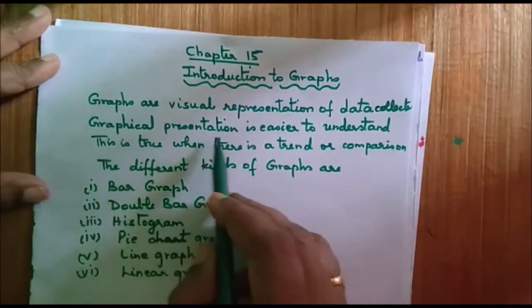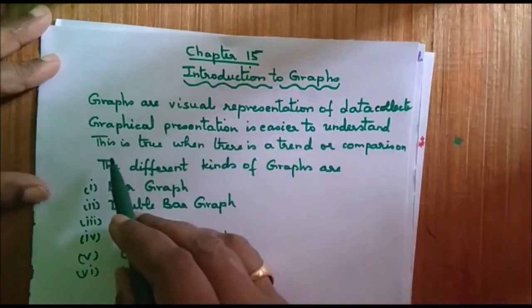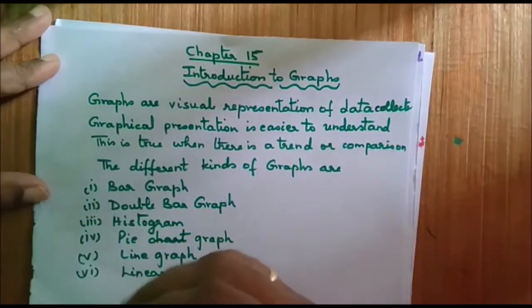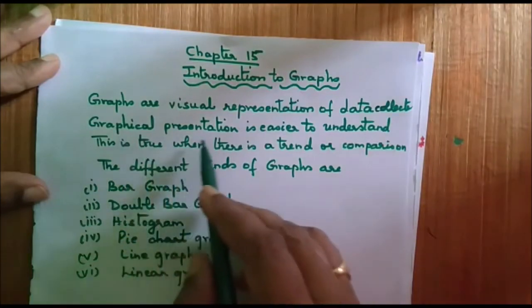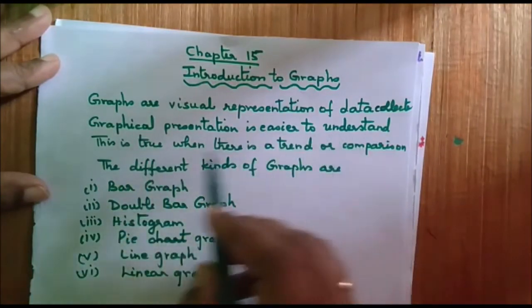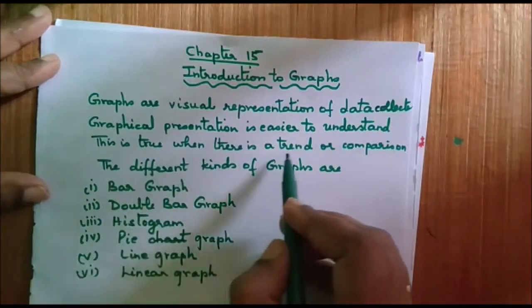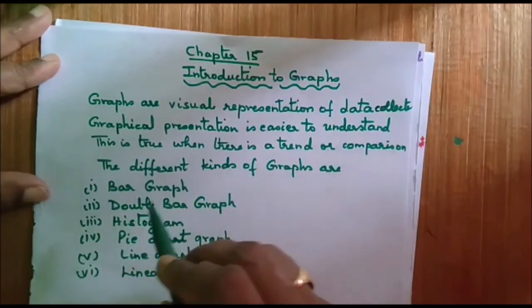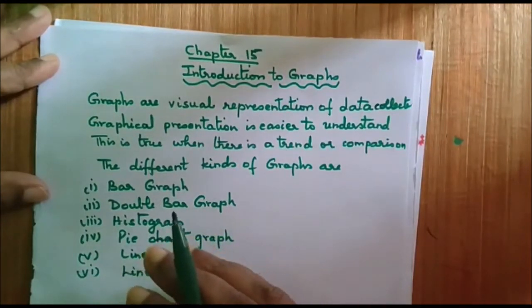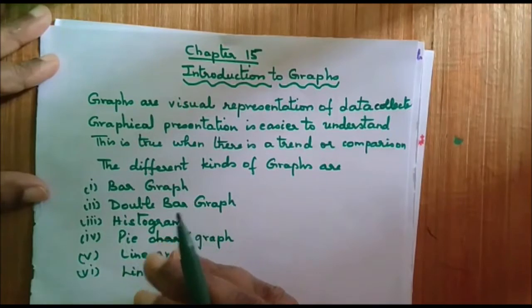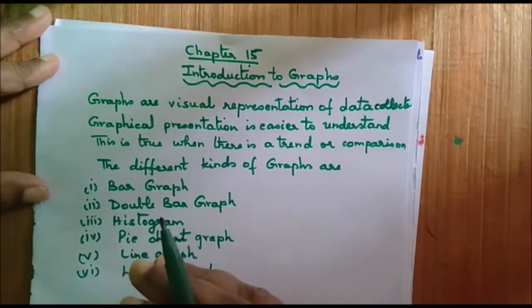Now graphical presentation is easier to understand. When you see anything visually, it is easy to understand. This is true when there is a trend or comparison. What do you mean by that? When there is a change, say in the case of the sales of a company, if there is an increase or a decrease in the sales, it will be represented on the graph and it will be visible very easily.